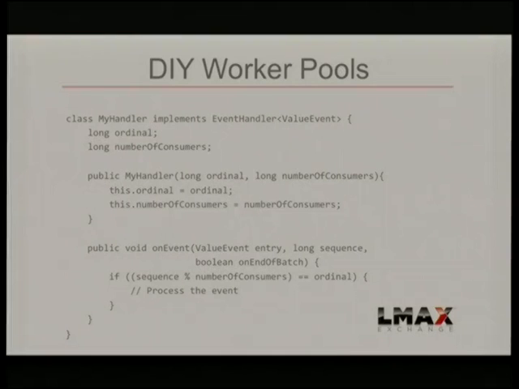Now, there's no balancing between them. So if every 3rd event always takes twice as long, then you'll get a backlog on that consumer and you won't be running at full speed. But it does mean that you remove the contention point, because you've already pre-allocated which events will be processed by which threads just based on the sequence number.